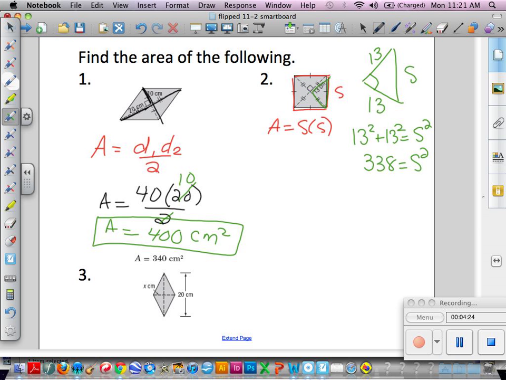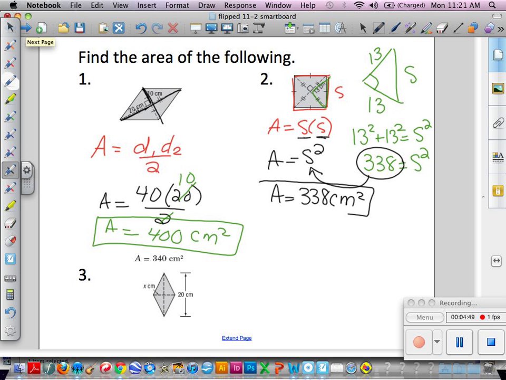Hey, look at this, guys. This is s and s, which is s squared, right? If you want to take the square root of 338, you can, but what ends up happening is you're just going to end up squaring it right here. So your area is 338 centimeters squared.